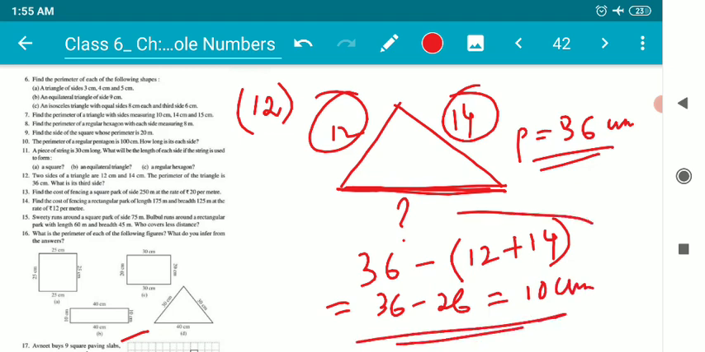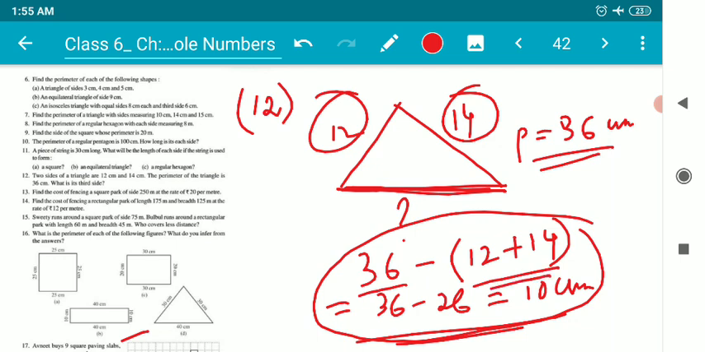Children, we will of course not write in this way. We will be writing with a statement. How will you write? The measure of each side: one side of the triangle is 12 centimeter. The measure of the other side is 14 centimeter. Perimeter is 36 centimeter. Therefore, the length of the third side is 36 minus 12 plus 14. And our answer is 10 centimeter. I hope it's absolutely clear to everyone.